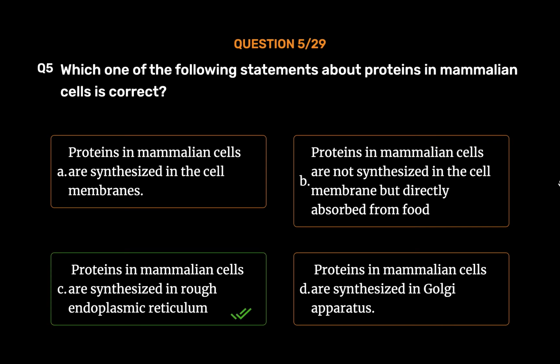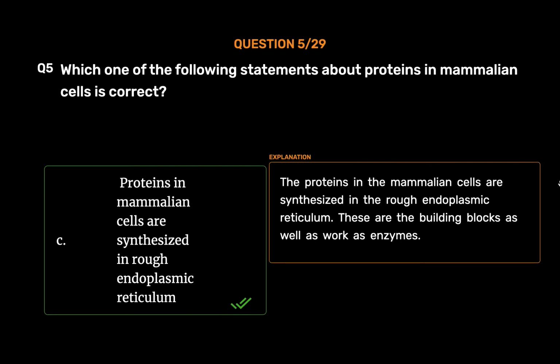Proteins in mammalian cells are synthesized in rough endoplasmic reticulum. The proteins in the mammalian cells are synthesized in the rough endoplasmic reticulum. These are the building blocks as well as work as enzymes.